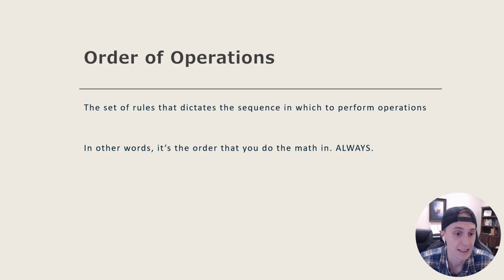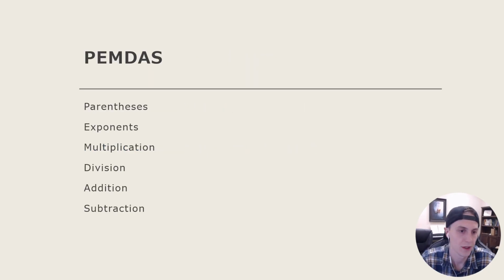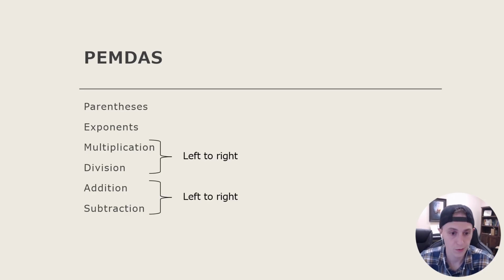The order of operations is a set of rules that dictates the sequence in which to perform operations. In other words, it's the order that you do the math in always. So what is PEMDAS? It's an acronym: parentheses, exponents, multiplication, division, addition, subtraction. So this is the order that we do the operations. First we do parentheses, next we do exponents, then multiplication and division are grouped together. Addition and subtraction are grouped together.